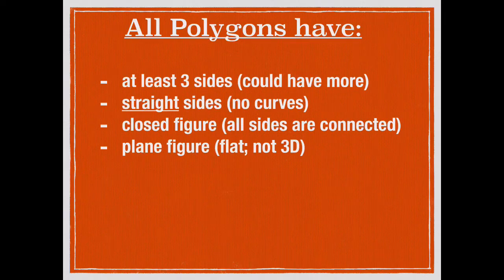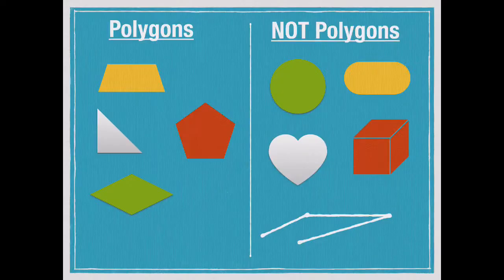So all polygons have to have at least 3 sides. They could have more. The sides have to be straight, so no curves. They have to be closed figures, so what that means is all the sides have to be connected. And they also have to be a plane figure, which means they're flat. They're not three-dimensional, such as a cube or a sphere.